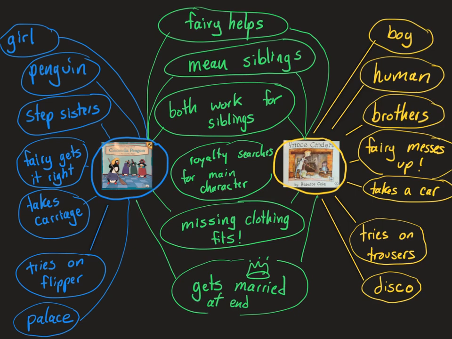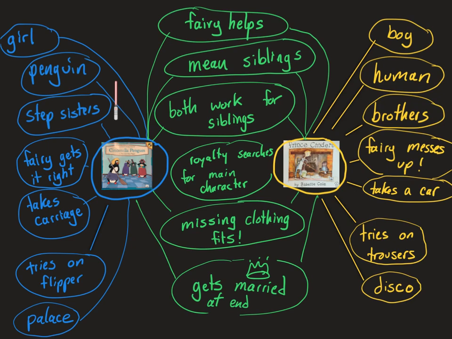All the things that are true just about Prince Cinders, I did in yellow. So the main character is a boy, the main characters are humans. He has brothers instead of stepsisters. They're his real brothers in this story. The fairy in this story makes a mistake, actually turns him into a monster. He takes a car to the disco instead of a carriage to the palace. And he doesn't lose a shoe, he actually loses his pants. So that's how this version is different.